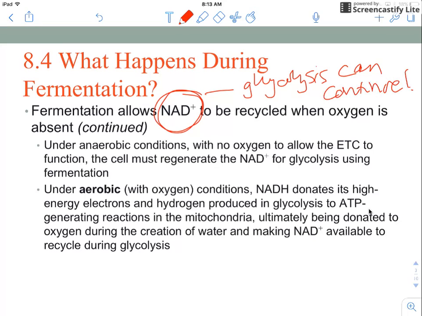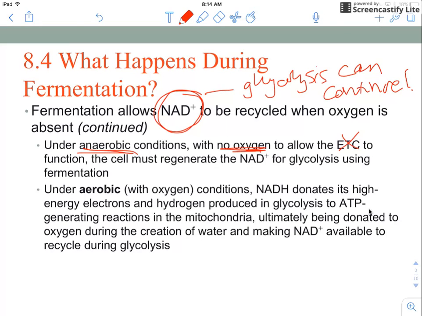And that's what we want, because in the absence of oxygen, the only source of ATP is glycolysis. So under anaerobic conditions, so that's no oxygen, the electron transport chain does not happen. So we don't get all of that wonderful ATP from our electron transport chain. The only source of ATP in the absence of oxygen is glycolysis.